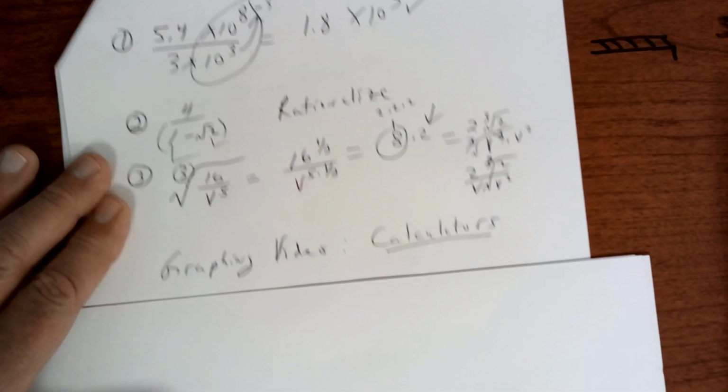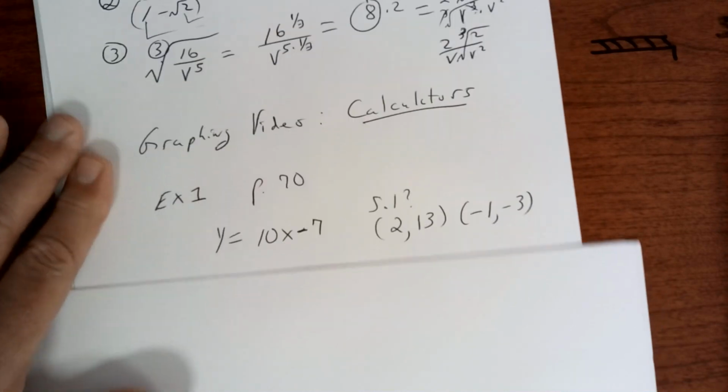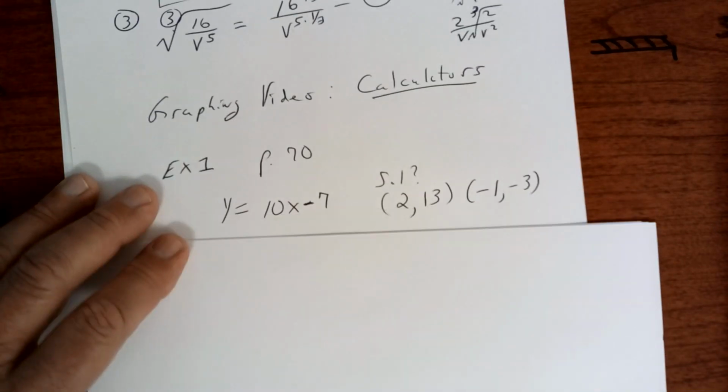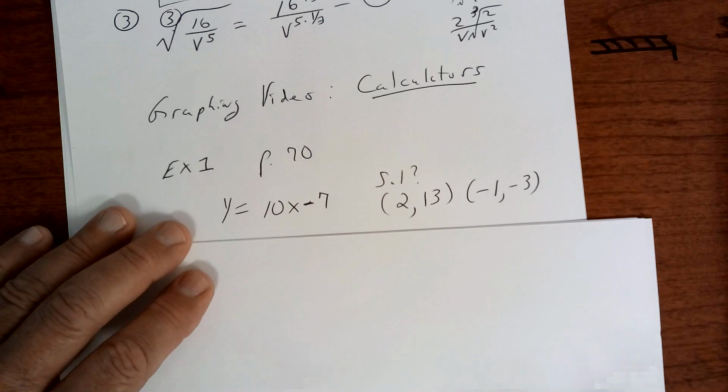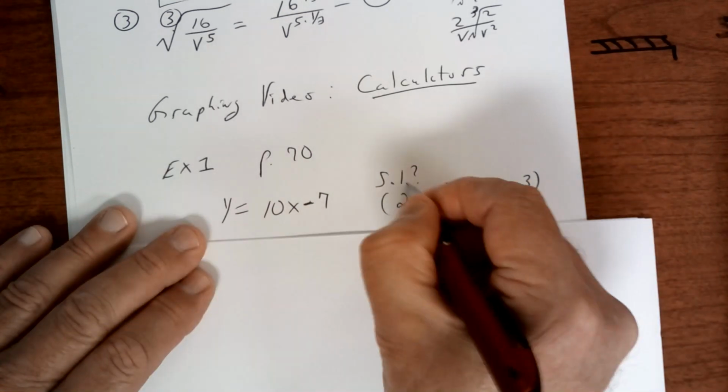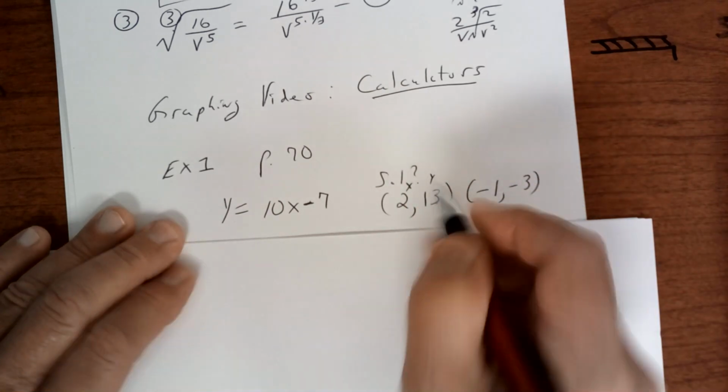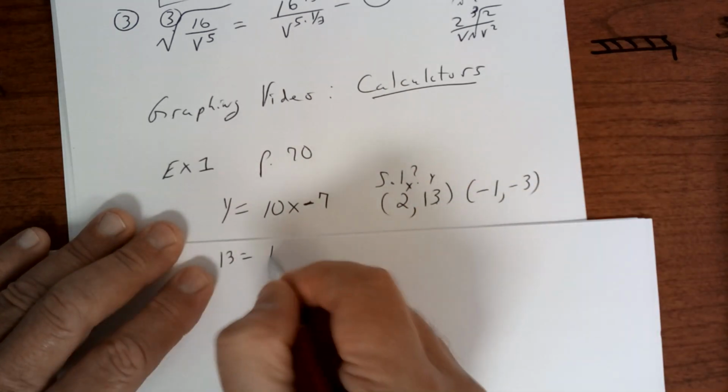We're going to watch a video on graphing calculators. Let's take a look at this one right here. It says, are these solutions? If they're solutions, then both sides would be equal. So this is x and y. So you're going to take the 13 and put it right here.